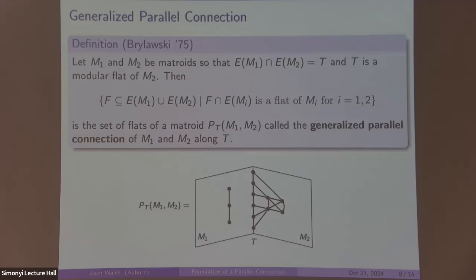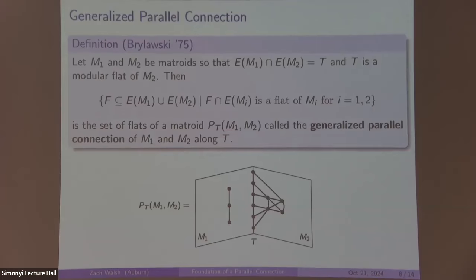Then I can construct a new matroid. I can glue these together. I look at the set of all sets F whose intersection with M1 and with M2 is a flat, so it has to be a flat in both matroids. Then this is the set of flats of some new matroid, denoted with this expression here. It's called the generalized parallel connection of M1 and M2 along the set T.